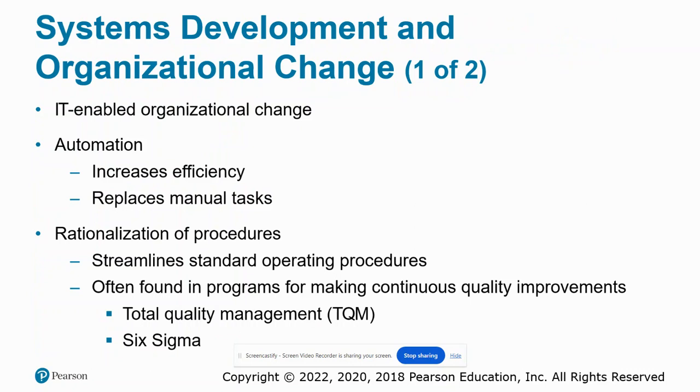Can you define TQM, which makes achieving quality an end in itself, and Six Sigma, which is a specific measure of quality, 3.4 defects per million?